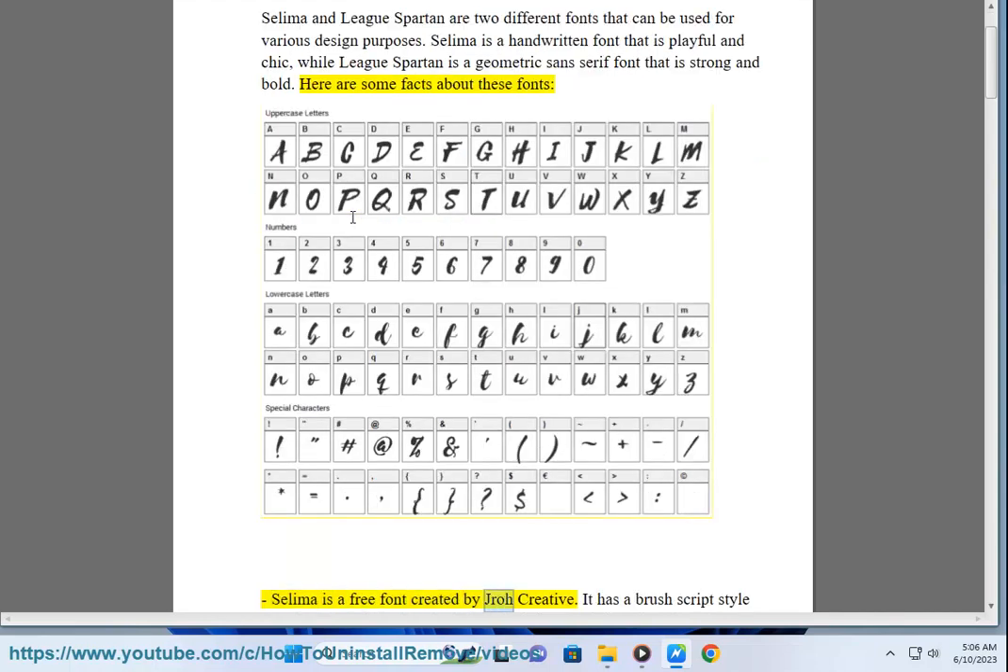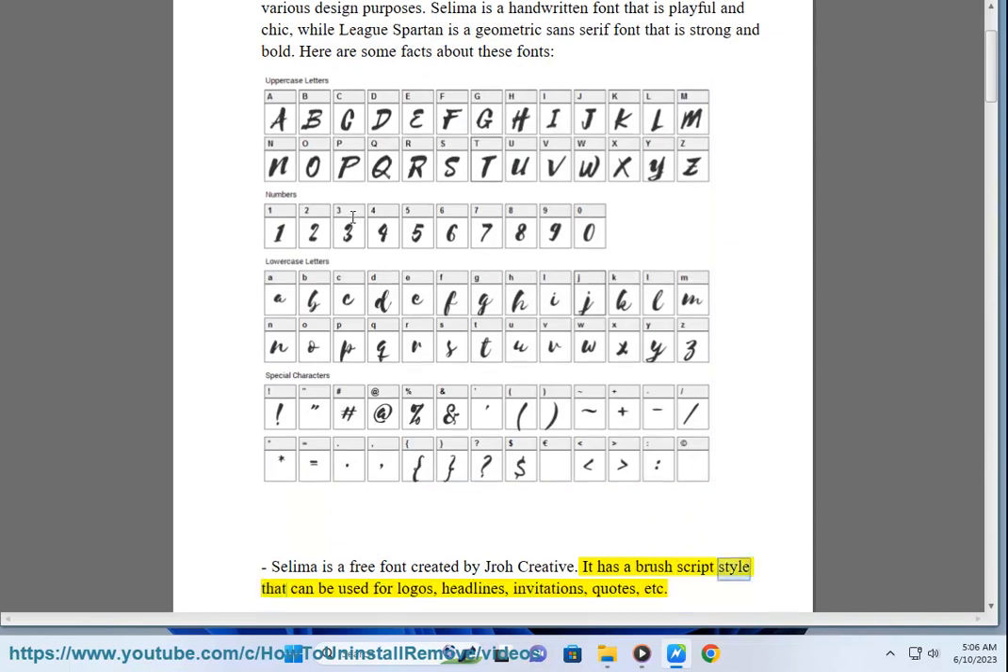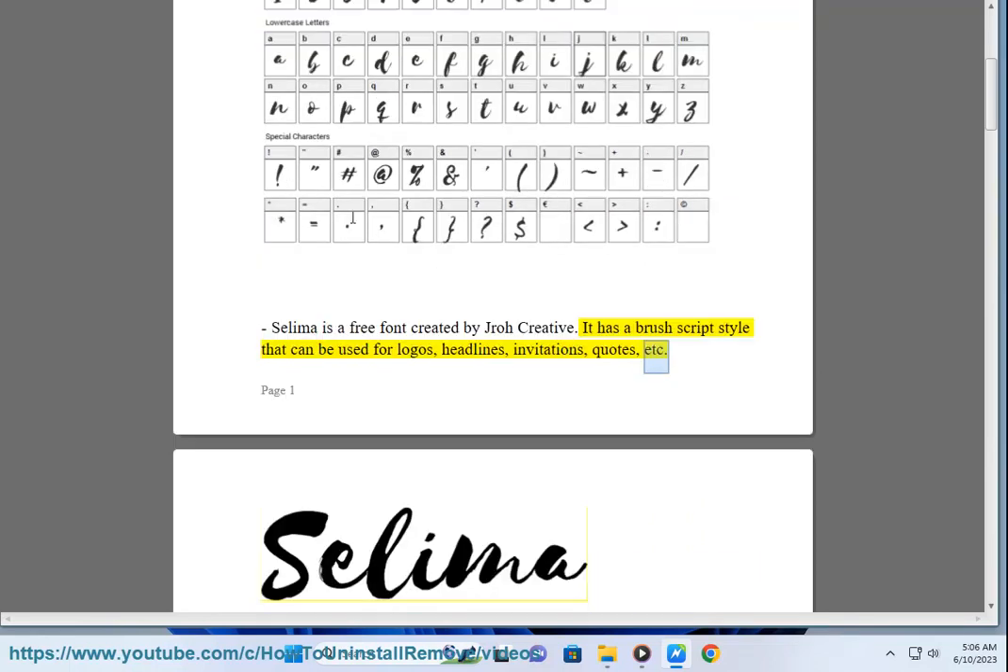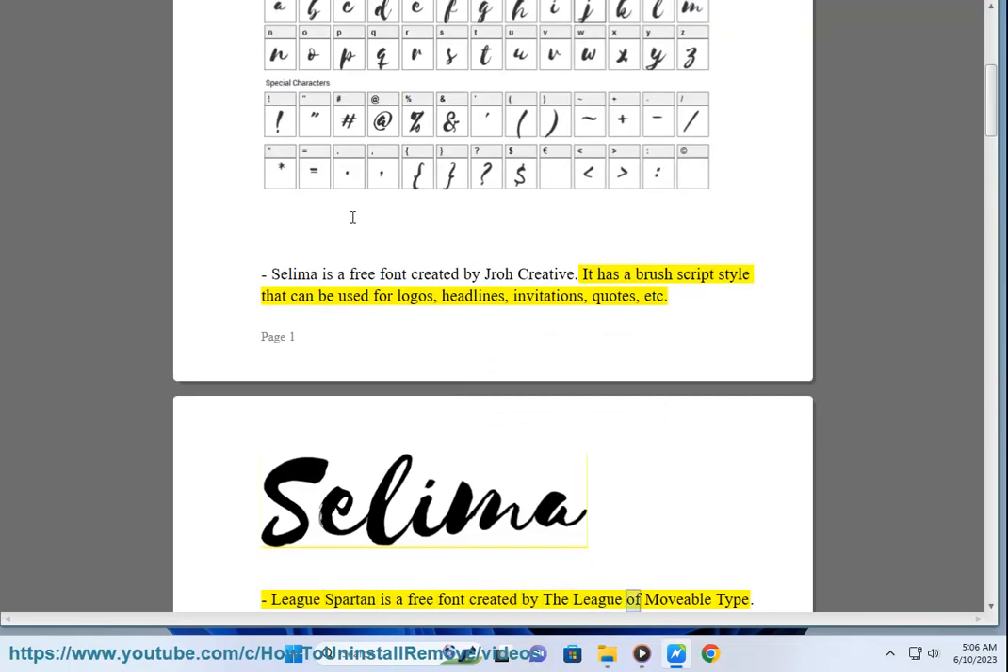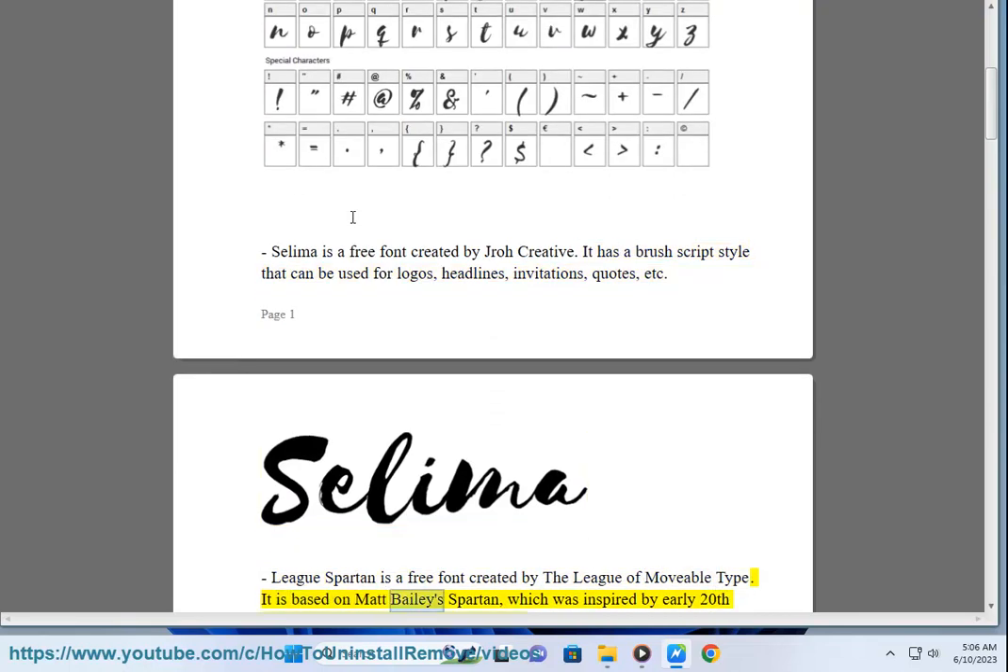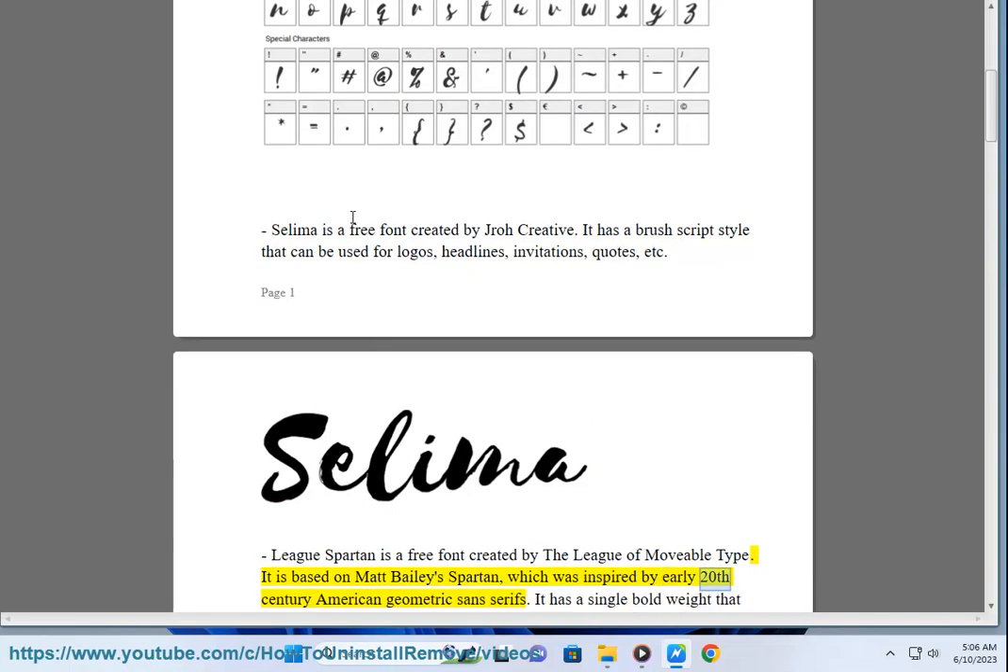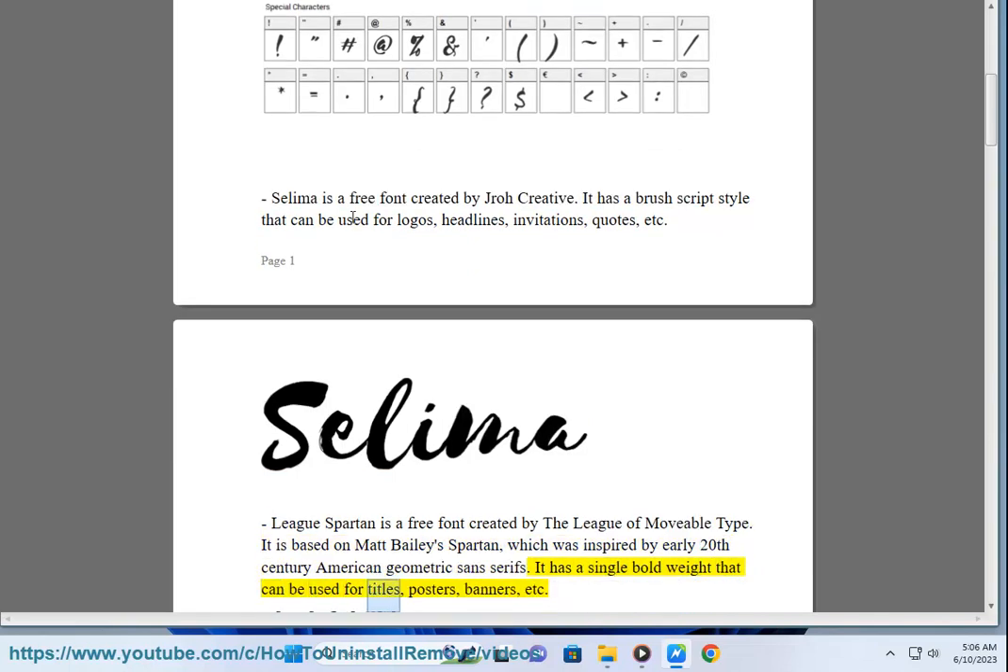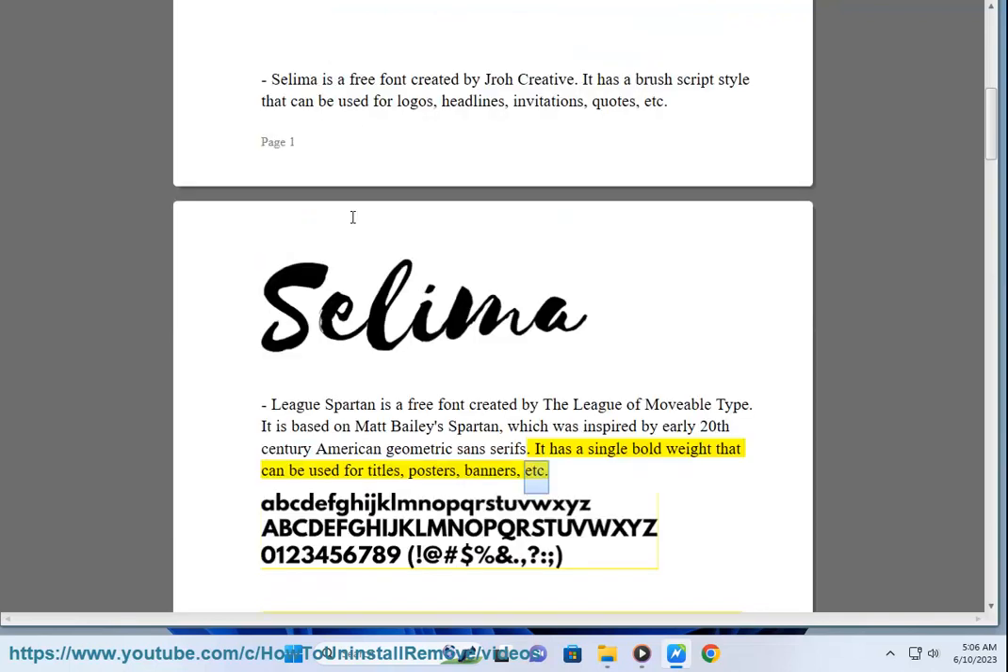Selma is a free font created by JRO Creative. It has a brush script style that can be used for logos, headlines, invitations, quotes, etc. League Spartan is a free font created by the League of Movable Type. It is based on Matt Bailey's Spartan, which was inspired by early 20th century American geometric sans serifs. It has a single bold weight that can be used for titles, posters, banners, etc.